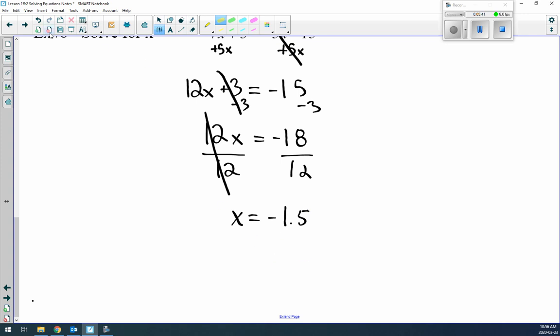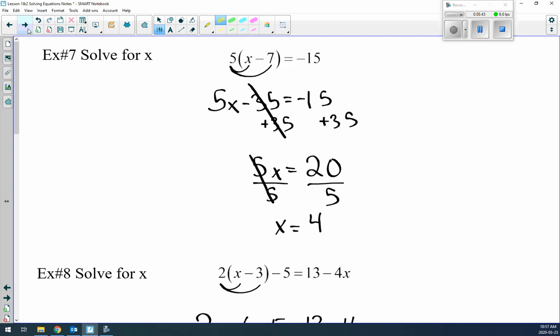Okay, let's go to example number 7. Now, what we have here is the x minus the 7 in brackets. So we have to use the distributive property. So basically what that means is that 5 has to be multiplied by the x, and that 5 has to be multiplied by the negative 7. You can see right there. So what we do is we do that.